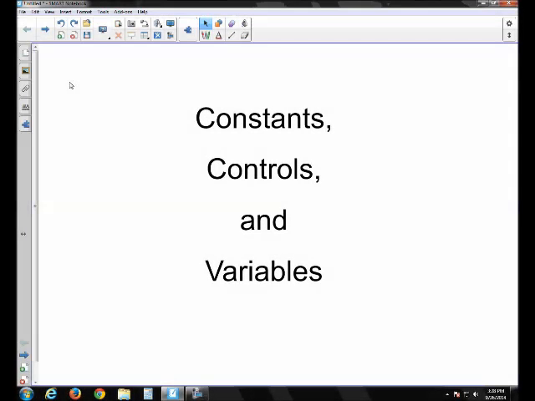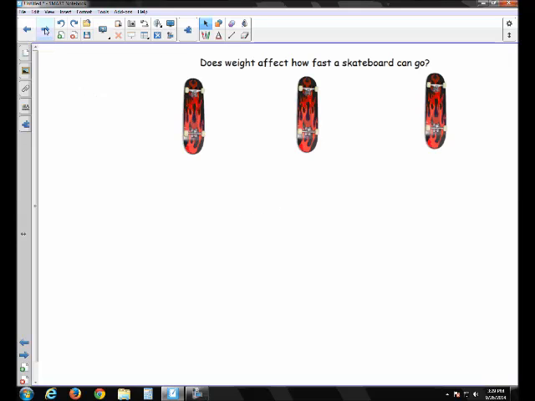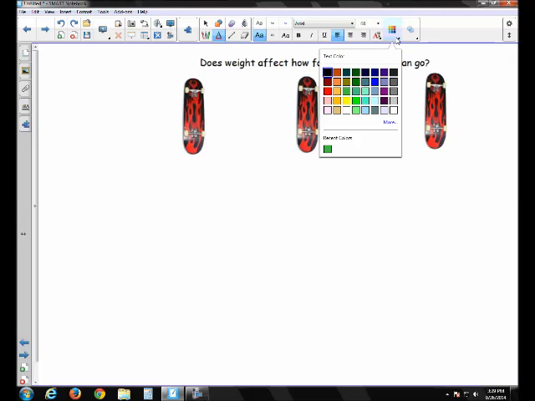Hi, this is Mr. Lindeman, and what I want to do is quickly review constants, controls, and variables and how those apply in an experiment. This seems to be a trouble spot for a number of students, so let's do an example, and maybe that will help. Let's say that we're going to do an experiment to find out if weight affects how fast a skateboard can go. And so let's label our skateboards.